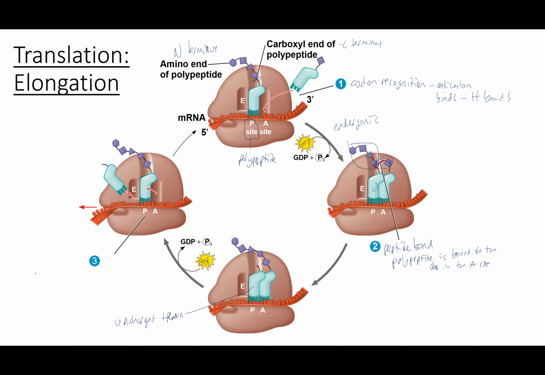We're going to use a little bit more energy and we're going to do translocation. So this ribosome is going to shift down. The tRNA that was in the A site is going to move to the P site, and the P tRNA is going to move to the E site, and it's going to exit. So everything shifts down. Now the polypeptide is in the exit tunnel here.